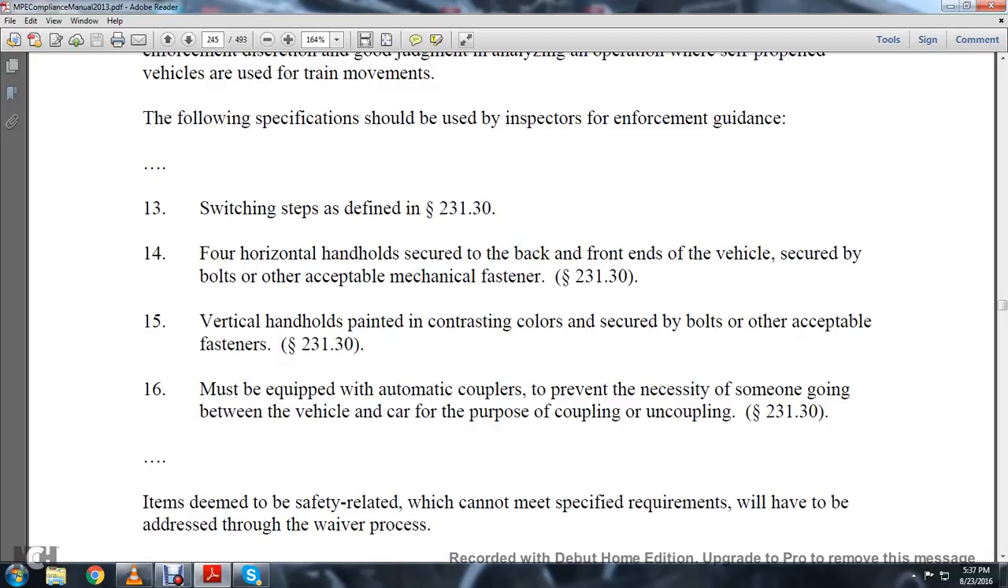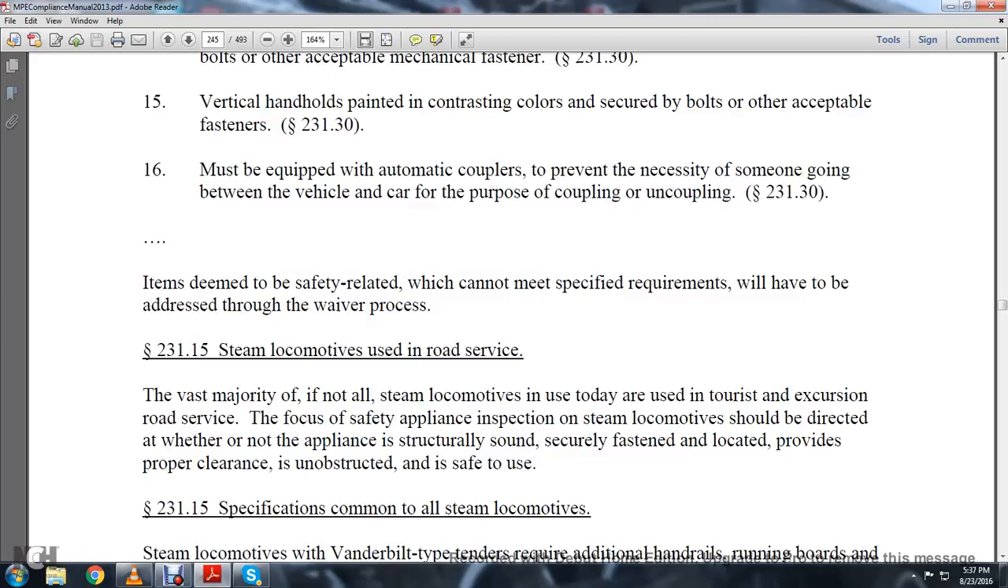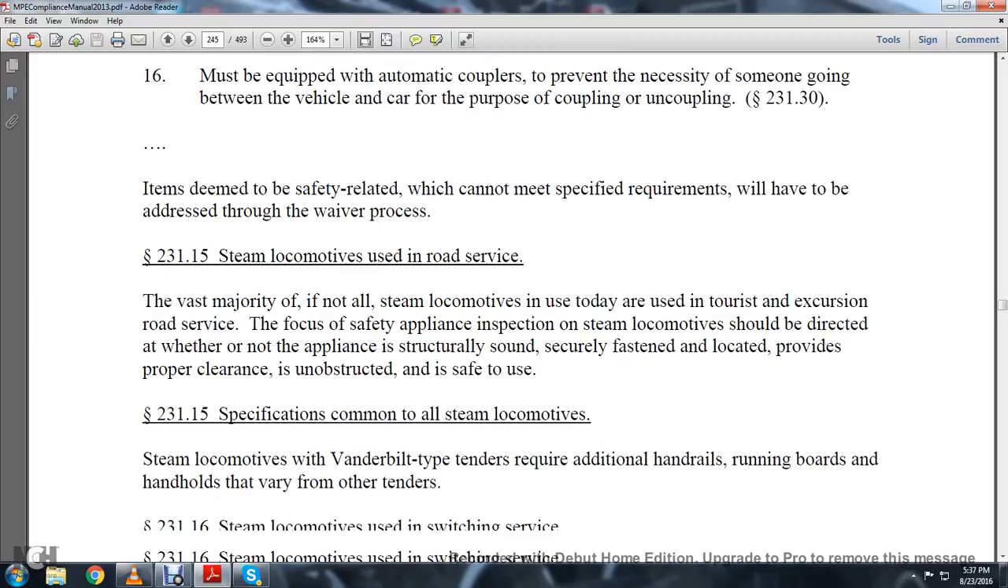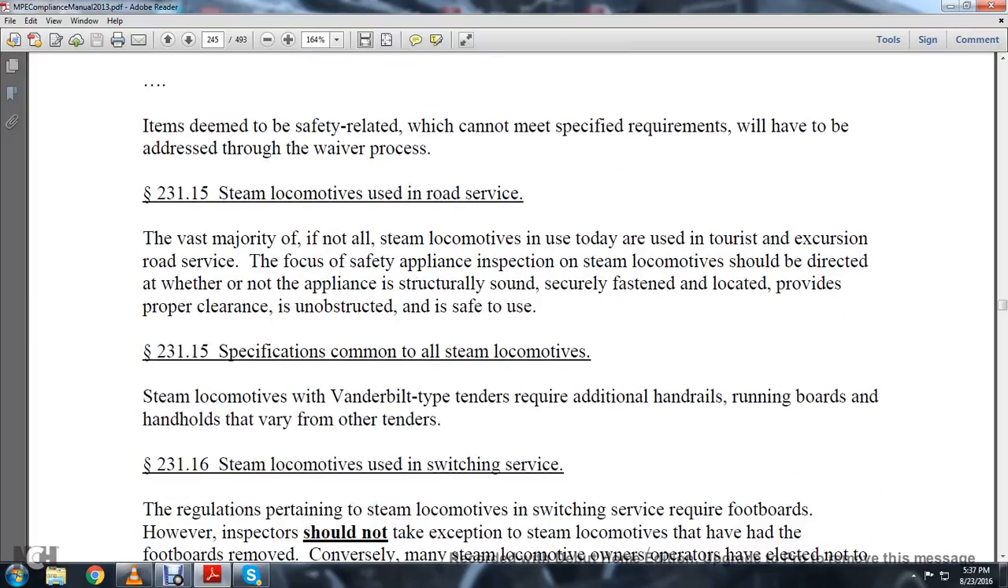where were we? I believe we're at 231.15, steam locomotives used in roadway service. The vast majority, though not all, of steam locomotives are still used today. The focus of safety appliance inspection of the steam locomotive should be directed at whether or not the appliance is structurally sound, securely fastened, properly located, provides proper clearance, is unobstructed, and is safe to use.